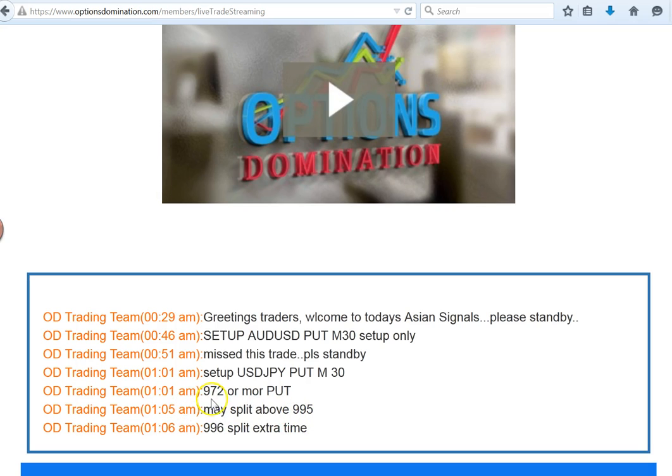Now, I am going to be showing you some more things to explain these digits. So having set that up, the same minute, this was rather fast, it gave us the strike price at which to enter the trade. The strike price for the USD setup was 972 or more, and obviously it was going to be a put position.